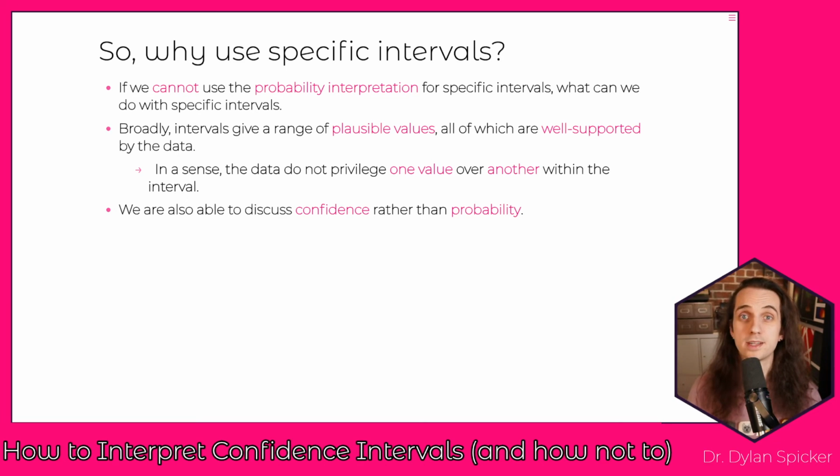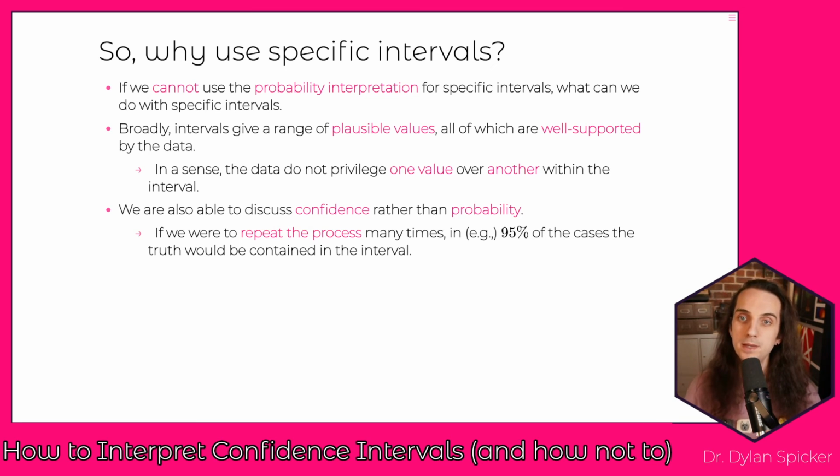But there are other ways that we can make statements about specific values. One way that you'll see come up quite often is to use the term confidence rather than probability. So we might say that we have 95% confidence that the interval contains the truth. What do we really mean by this? Well, what we mean is that if we repeat the process many, many times, then in some percentage of those cases, the truth is going to be contained in the interval. So let's say we're fitting a 95% confidence interval.